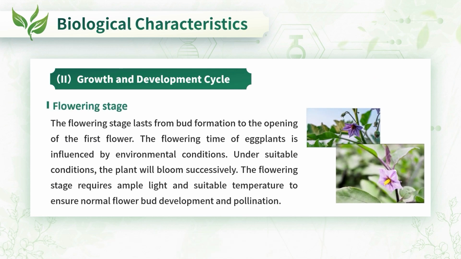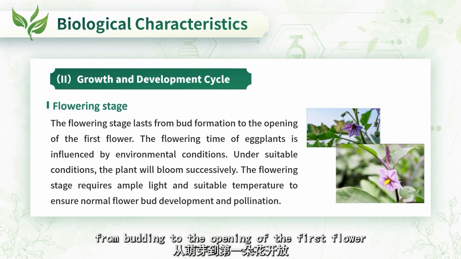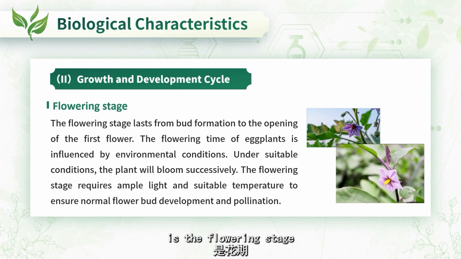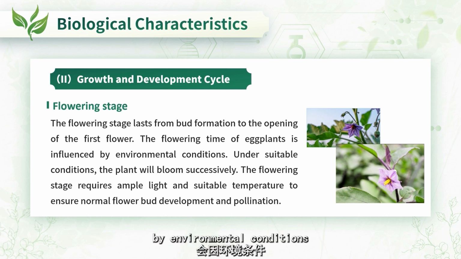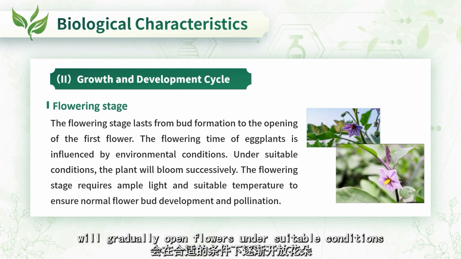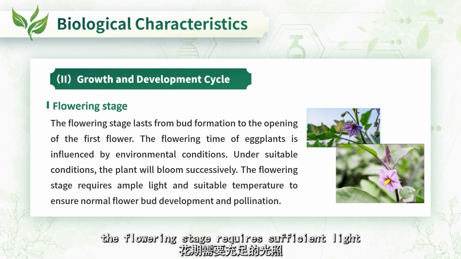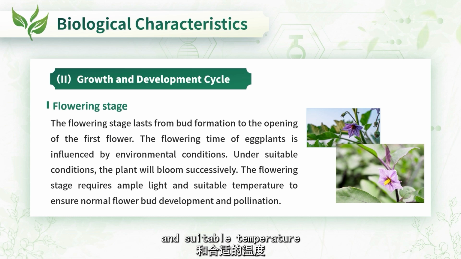Flowering stage. From budding to the opening of the first flower is the flowering stage. The flowering time of eggplants is affected by environmental conditions, and the plant will gradually open flowers under suitable conditions. The flowering stage requires sufficient light and suitable temperature to ensure the normal development and pollination of flower buds.